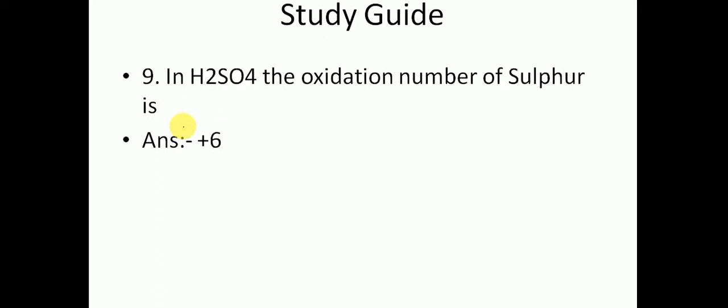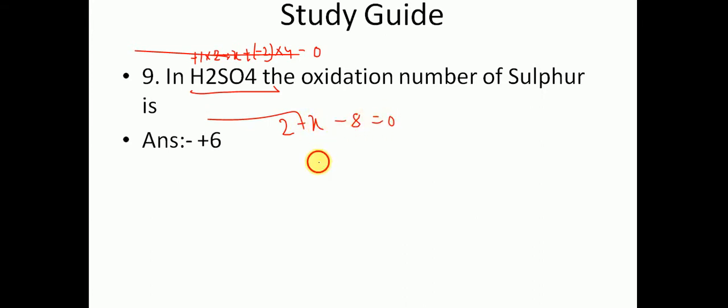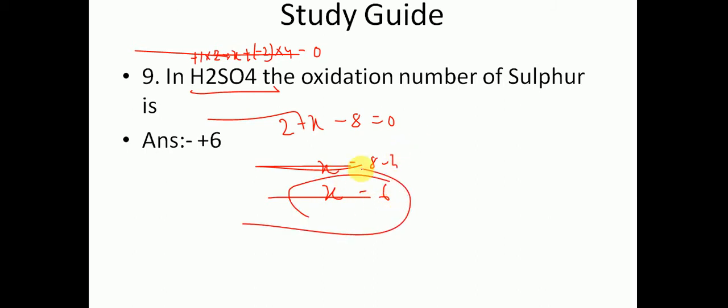Next, what is the oxidation number of sulfur in H2SO4? We have to calculate it. The calculation is really very simple, no need to remember anything. Hydrogen has an oxidation number of +1, into 2. We don't know about the sulfur, that is X, and oxygen has -2, into 4. You have to remember these two things: hydrogen +1 and oxygen -2. The total will always be 0. So 2 plus X minus 8 equals 0, so X will be 8 minus 2, that is 6. So X will be 6.